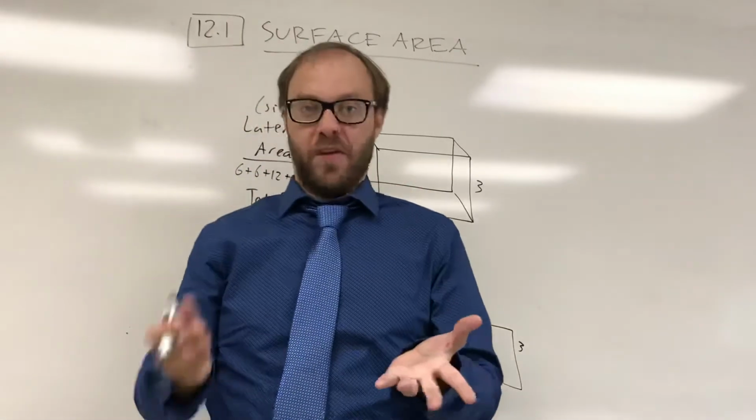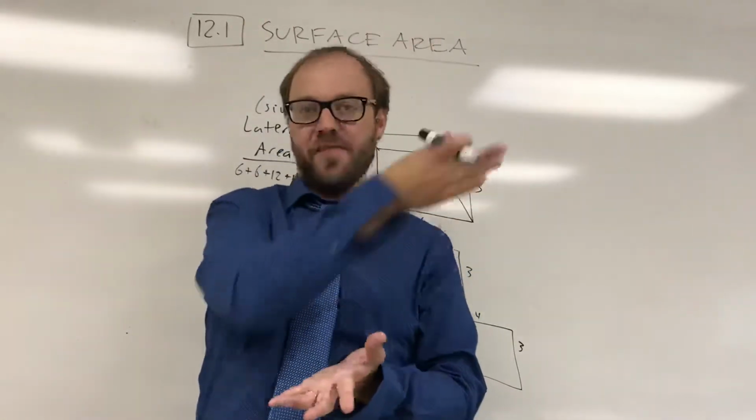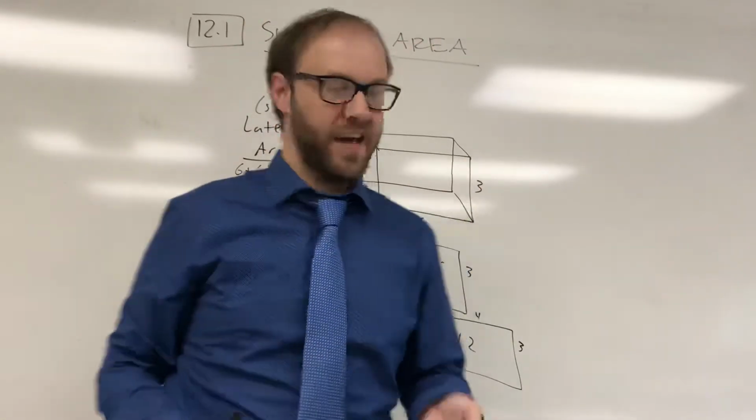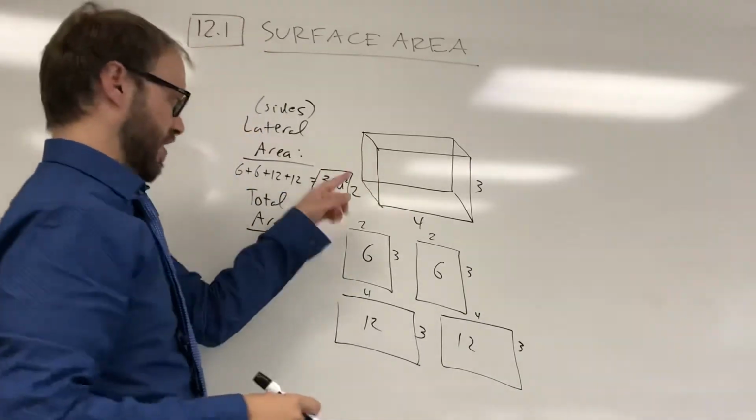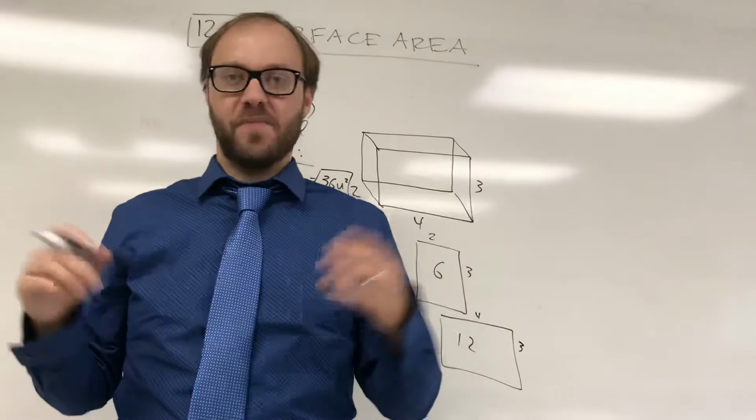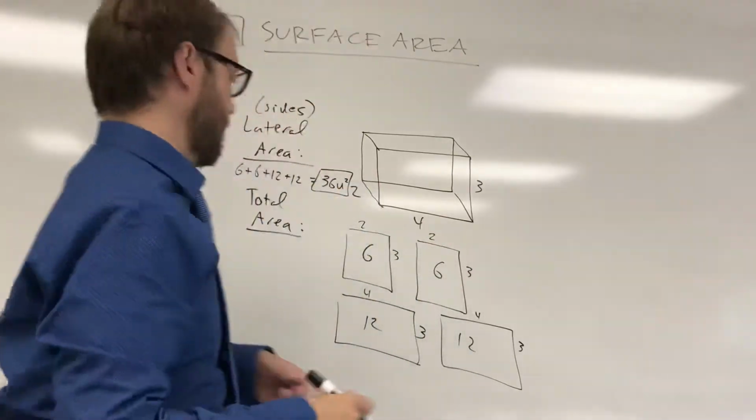This is area, okay? This is just saying if I gridded off the outside surfaces, how many squares would cover the outside surface. So you would say 36 square units or 36 units squared if you want to write it that way, since I didn't specify centimeters or feet or anything like that, okay?